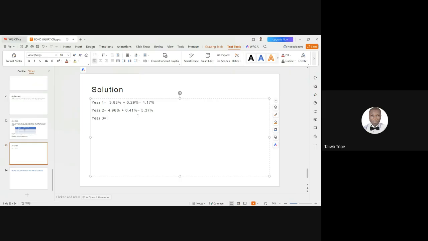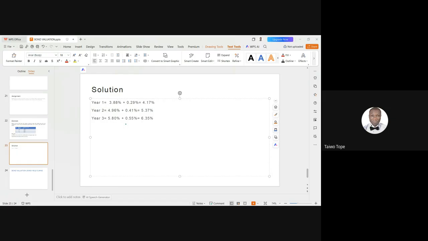Equal to what? 5.80% plus 0.55%. This will be equal to what? 6.35%. Equal to 6.35%.